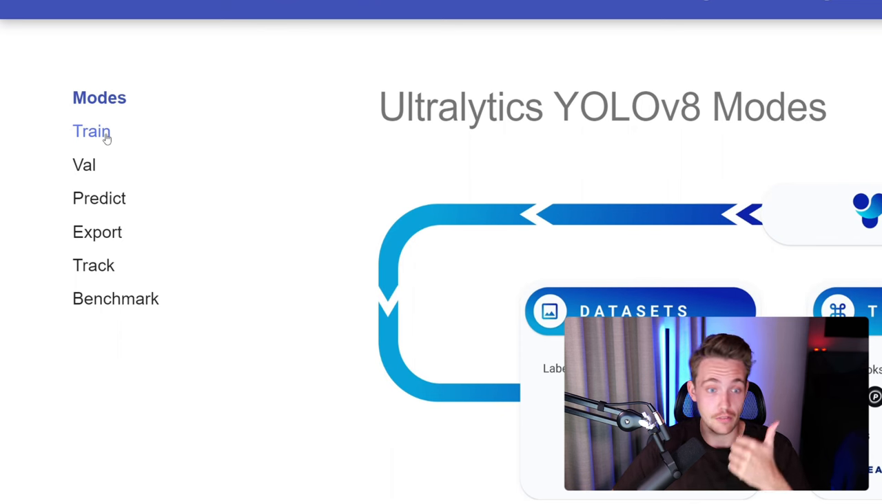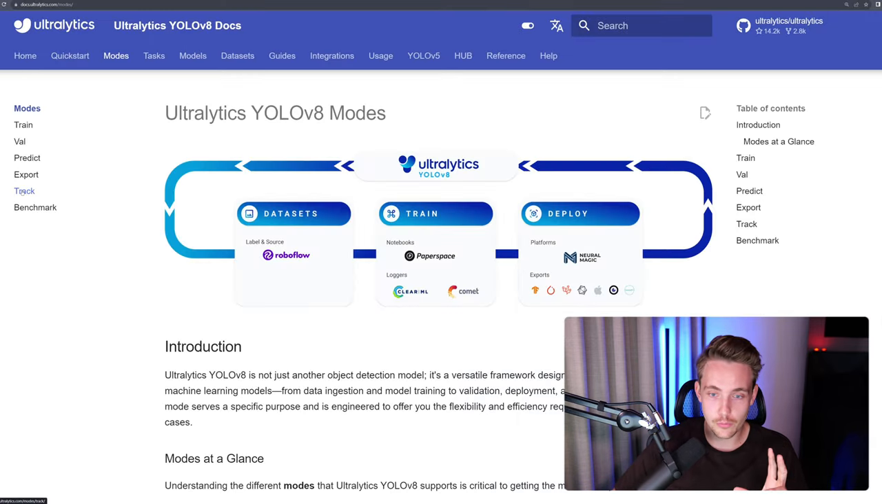We can see that we have train, validation, and predict modes, and then we also have an export mode for when we want to do inference and deploy our models. We can also do tracking directly with Ultralytics, and then they also have this benchmark mode, which we're going to cover in this video as well. These modes are very important and very useful when you're playing around with Ultralytics and training your own custom object detection model, or if you want to use them for segmentation and so on.